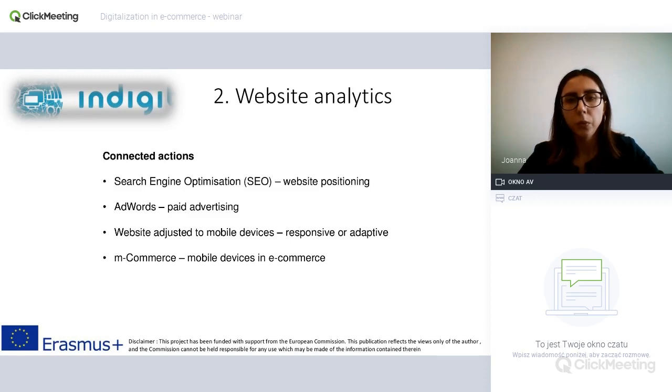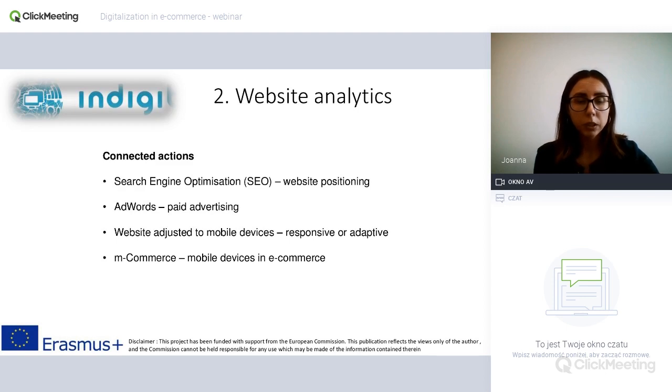Some connected actions with website analytics, some other activities that you can perform that will improve the performance of your website, include search engine optimization. You can work on a few additional keywords, and by investing in some of these keywords, you can also improve the way Google positions you in their results. Another option can be paid advertising, and this is also something recommended by Google. It's a solution by Google, and these are AdWords.